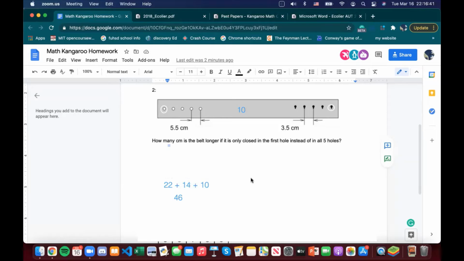All right. So if it is closed in all 5 holes, that means that if you cut off the extra bits, you'd have a loop that starts here. Let me change the color so it's a little more understandable. It starts here and it ends here. And that's only 10. So the other one is 10 plus 0, because you have nothing else, is equal to 10.